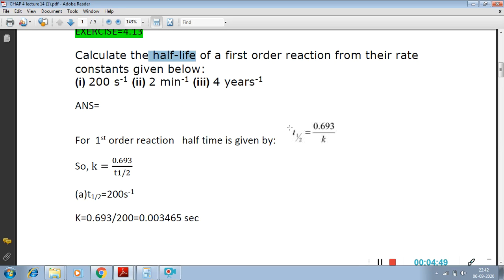So just use this formula. You can see, for a first order reaction, T1 half is equal to 0.693 divided by K. K value is given to you. For the first case it is 200 second inverse, for the second case it is 2 minute inverse, and for the third case it is 4 years. So put the three values one by one in this equation and you will get the answer.